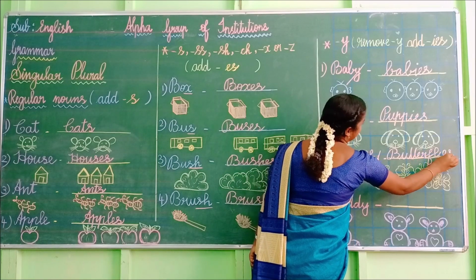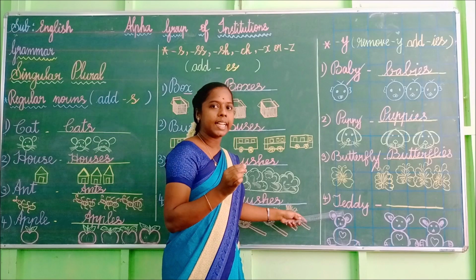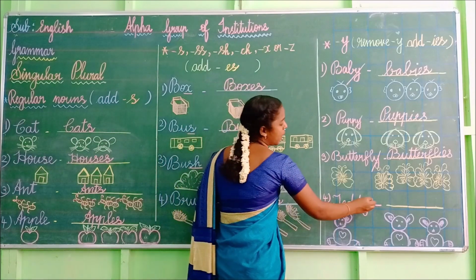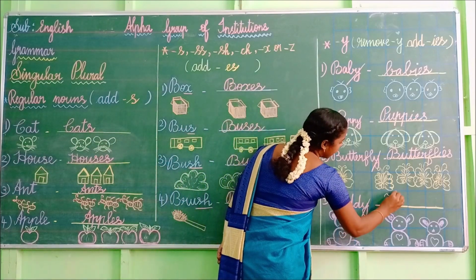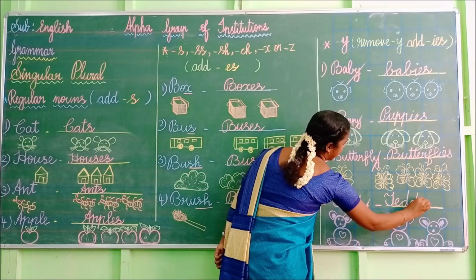Butterflies. Teddy. Teddy also ends with Y. So we have to remove Y and add IES. Teddies.